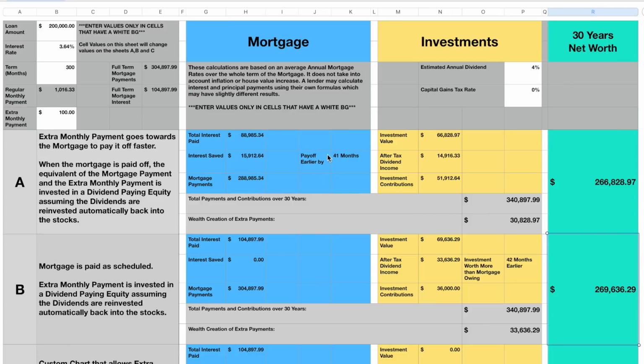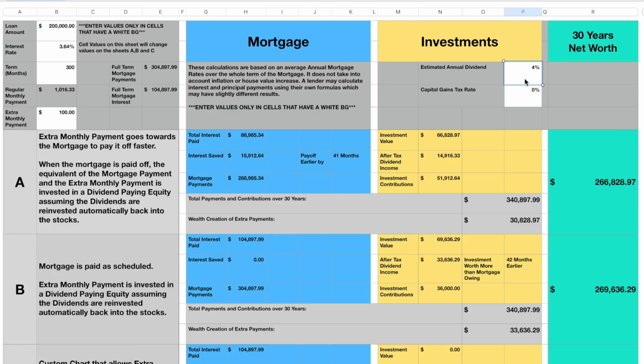And you can see that right here in scenario A, you'd have your mortgage paid off 41 months earlier. And if you put the money into the investment, you could theoretically have enough money to take that investment and pay off the mortgage in full 42 months earlier. So actually a small win.